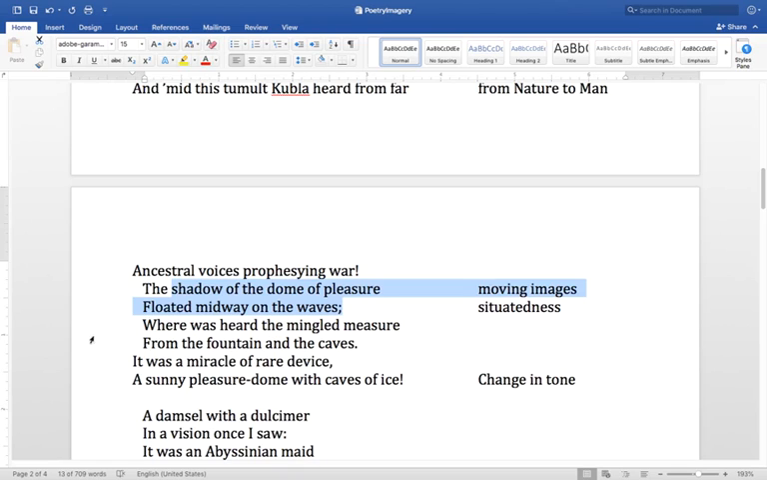Where was heard the mingled measure from the fountain and the caves? It was a miracle of rare device, a sunny pleasure dome with caves of ice. And again, we have a change in tone, right? On the sea, it seems like a sunny pleasure dome.